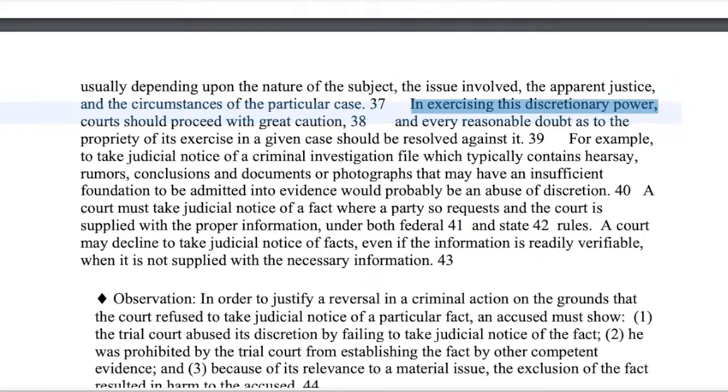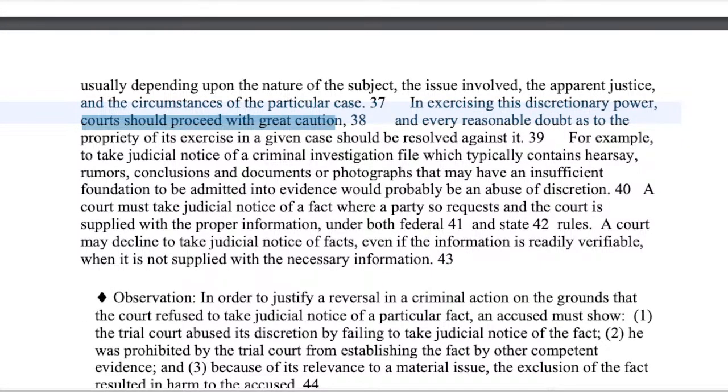In exercising its discretionary power, court should proceed with great caution, and every reasonable doubt as to the propriety of exercise in a given case should be resolved against it. So, every reasonable doubt as to the propriety of its exercise in a given case should be resolved against that discretionary power. For example, to take judicial notice of a criminal investigation file which typically contains hearsay, rumors, conclusions, and documents or photographs that may have an insufficient foundation to be admitted into evidence would probably be an abuse of discretion. Yeah, I'd say.